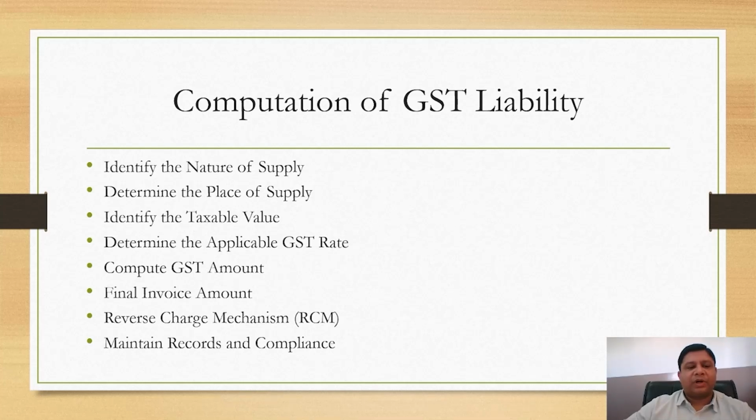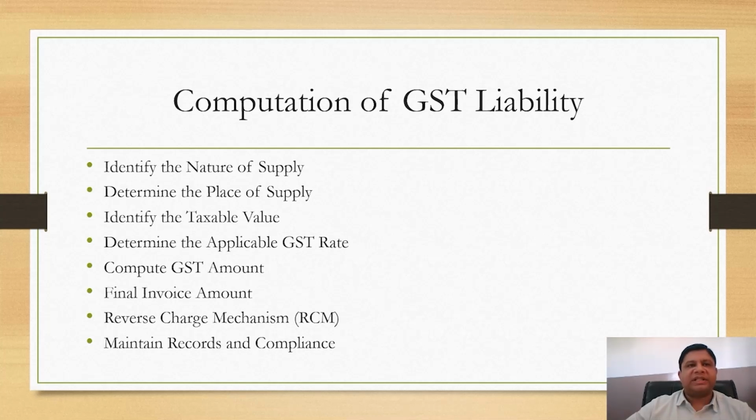Now, next point, identify the taxable value. For goods, the taxable value is usually the transaction value. For services, the taxable value may include the consideration charged. Next, determine the applicable GST rate. Different rates available: nil rate, 5% rate, 12% rate, 18% rate, or 28% rate. Check the GST rate schedule and the applicable notification for the specific goods or services being supplied.